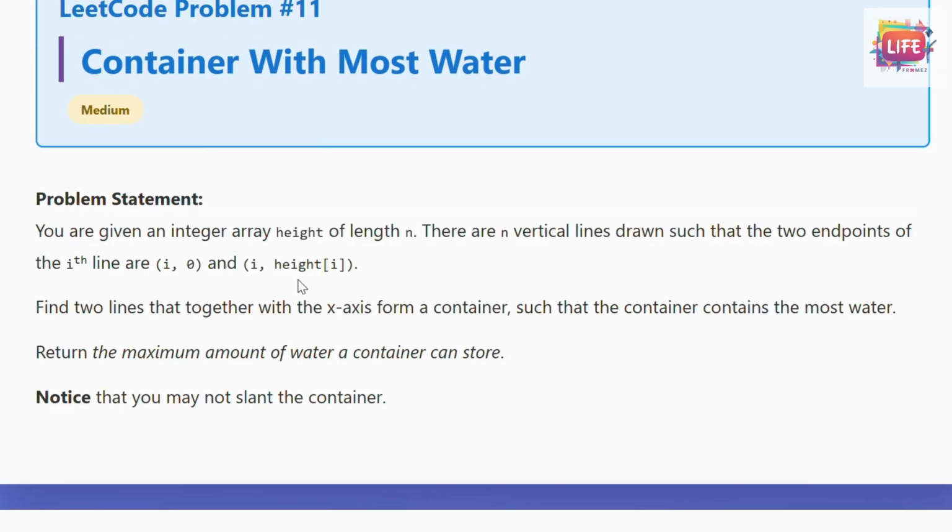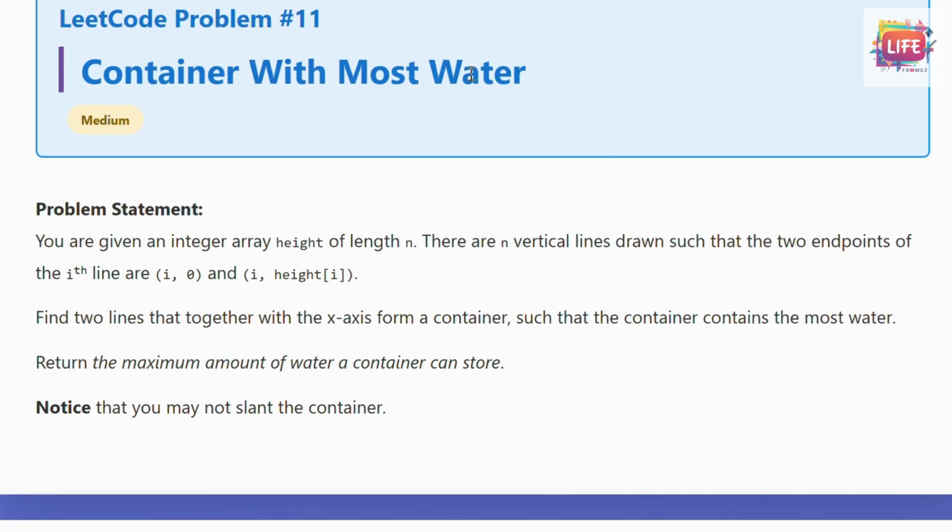Here we simply have one container, and the heights of its lines are given to us in an array. We have to tell the maximum area, meaning which heights we can keep widest apart so that we can store the maximum water in it. So it's simple, but let's pause and think what logic can be applied to this problem. We'll discuss it in the next slides.